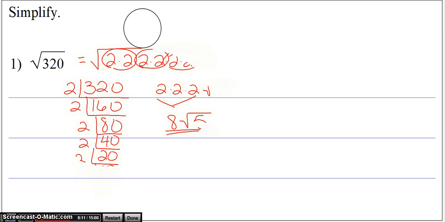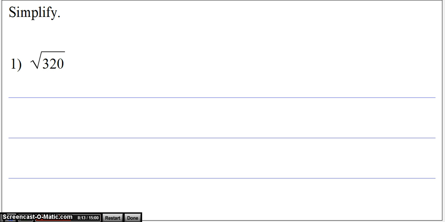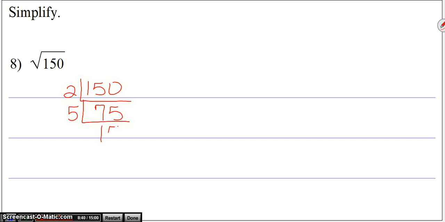Okay, one more problem. Okay, this one, square root of 150. Let's write 150 as the product of prime factors. 150 can be cut in half. Half of 150 is 75, but 75 is not even, so I can't put 2 into 75. But 5 goes into that. 5's prime. 5 actually goes into 75 15 times. 15 divides by 5 with 3 left, and 3's prime, so I know I'm done.